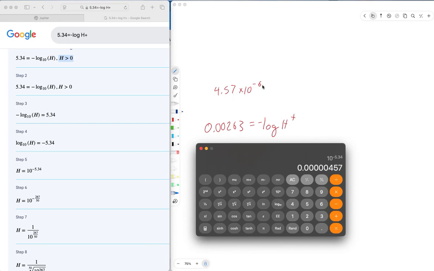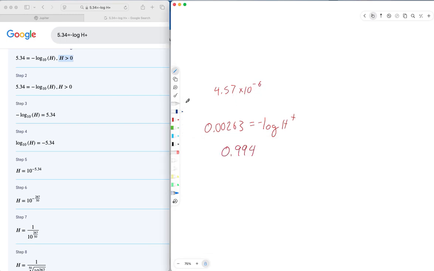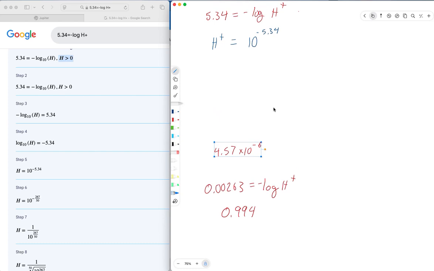4.57 times 10 to the negative 6. So there's that one. Oops, I don't know why I did that. I was trying to grab that. So that's how we got that answer right there.